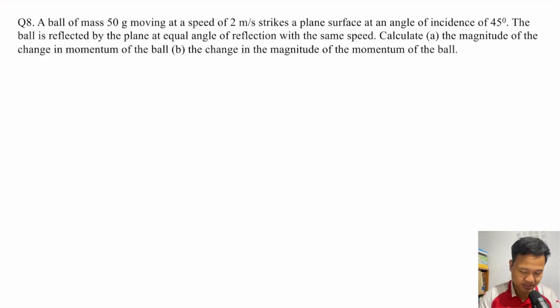Bana, a ball of mass 50 grams is moving with speed 2 meter per second, strikes a surface at an angle 45 degree. Okay, to a hisi conservation of momentum in 2D. Okay, 2-dimensional ball. As a ball is 1-dimensional straight line. A ball is reflected by a plane at an equal angle of reflection with the same speed. So calculate the magnitude of change in momentum. The change. Okay, it is the same question.